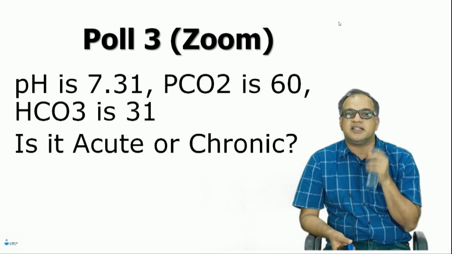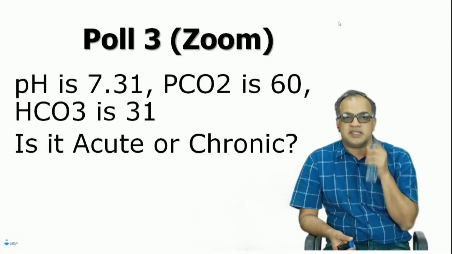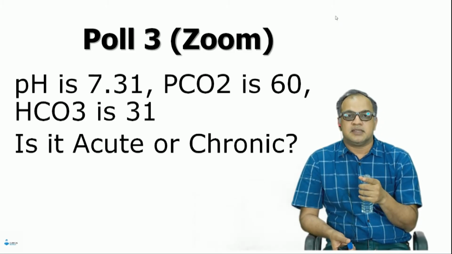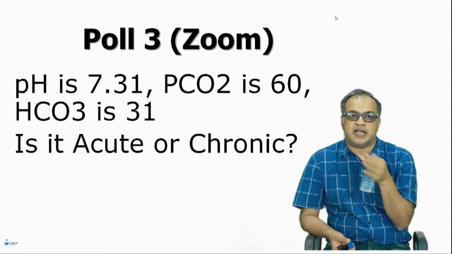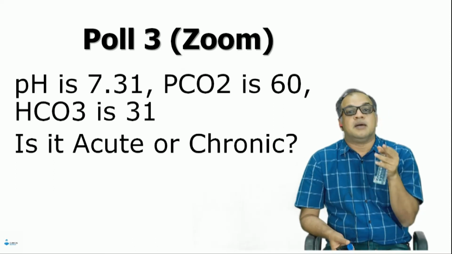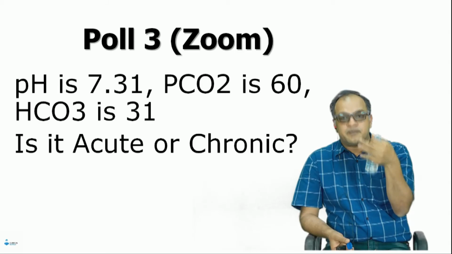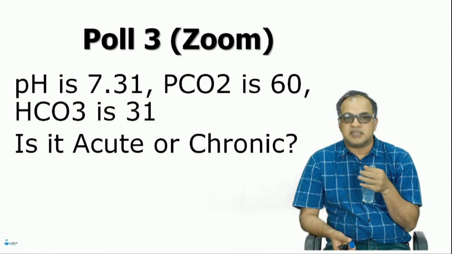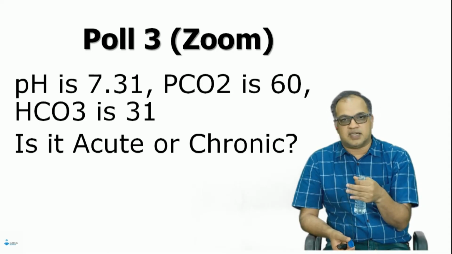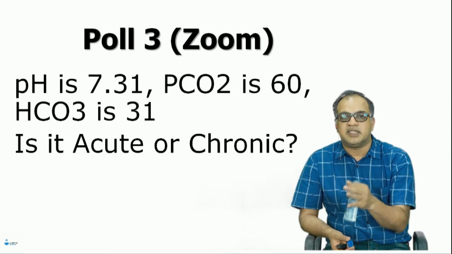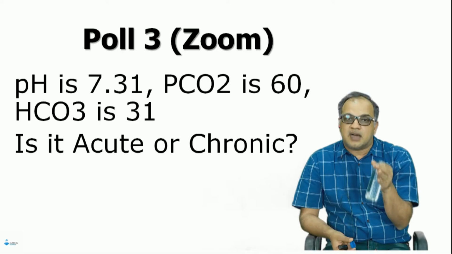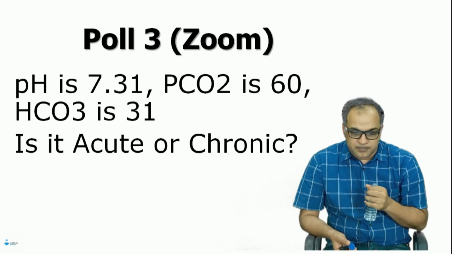Even before that, let's try the first and second steps. pH is 7.31. That means it is less than 7.4. That means it is acidemic. PCO2 is 60. PCO2 is acidotic. That means it is respiratory acidosis. Bicarbonate is towards the alkalemic side, so it is secondary or compensatory. Now, is it acute or chronic?